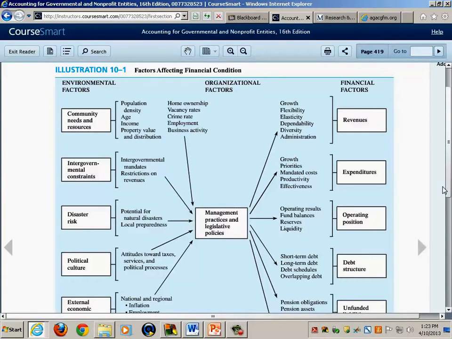A lot of us deal with this area. Financial, things that you can measure. When you talk about environmental factors, it becomes a little subjective, and when we talk about organizational factors, it becomes even more subjective. So what we're going to take a look at is each of these factors. This is what they use to evaluate the factors that go into the financial condition of an entity.